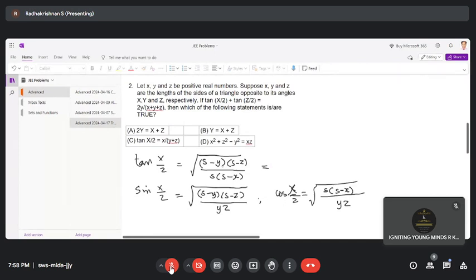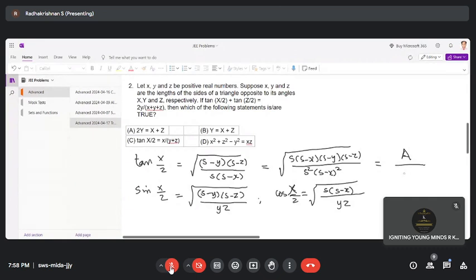Okay. So this again can be written as square root of s into s minus x into s minus y into s minus z divided by, simply multiplying denominator and numerator by s into s minus x. And what is square root of s into s minus x, s into s minus y into s minus z? The area of the triangle.